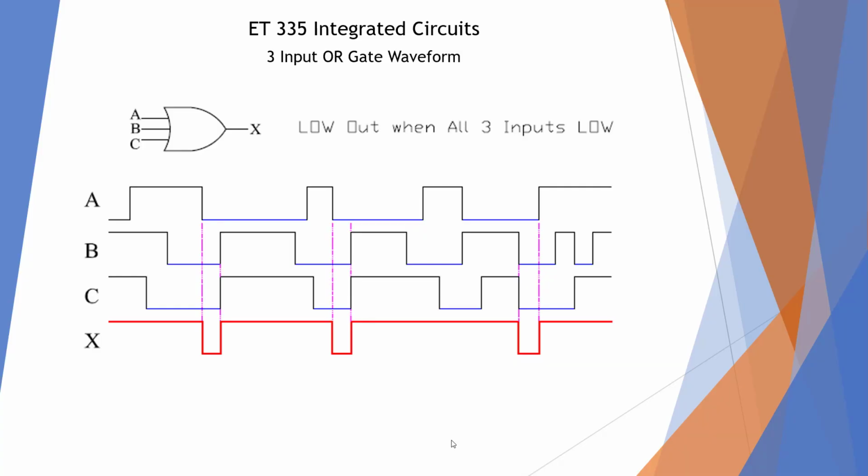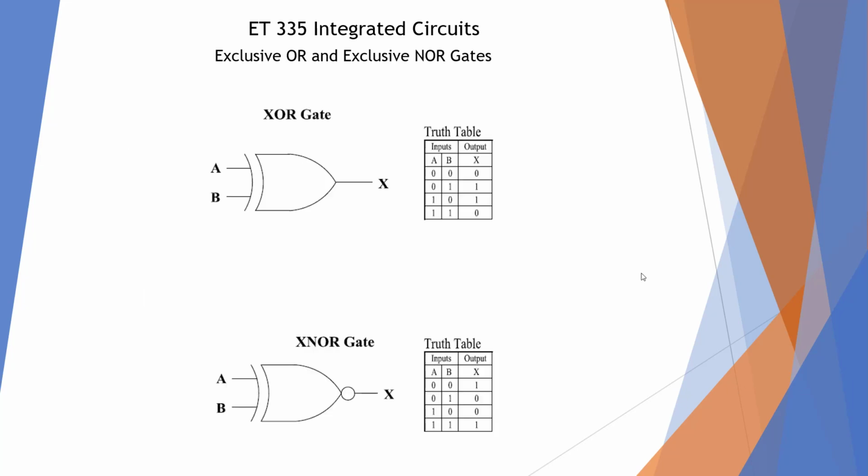Okay, here's our answer for the 3 lows on our OR gate, and it appears to be identical to the one we have. Much better looking, but the same.